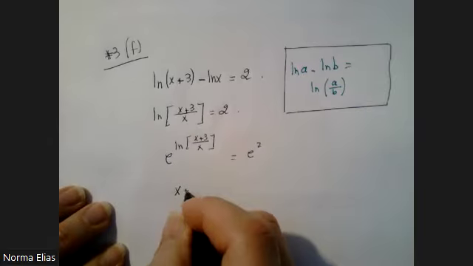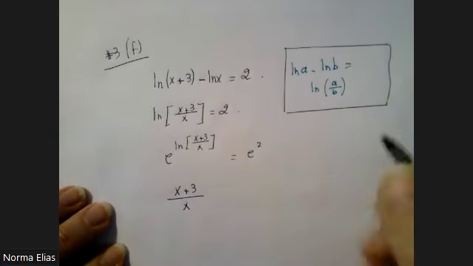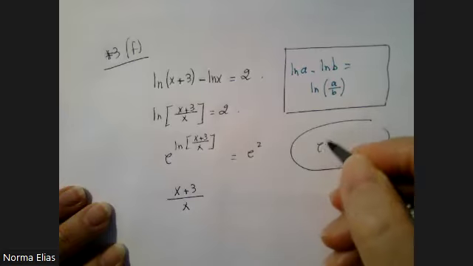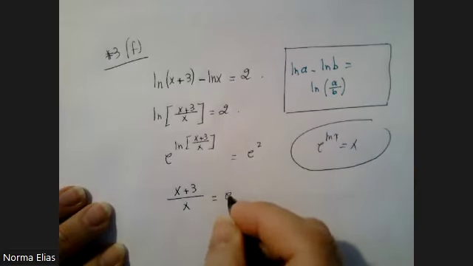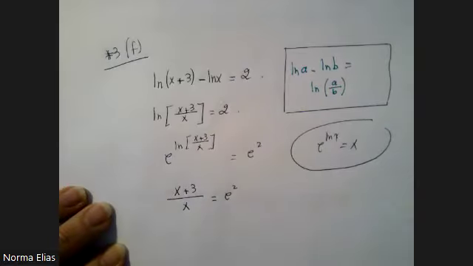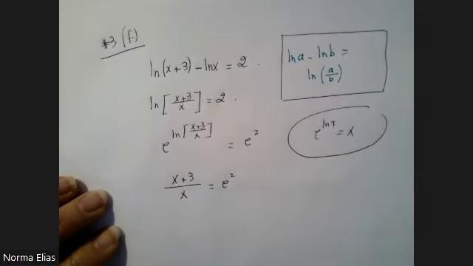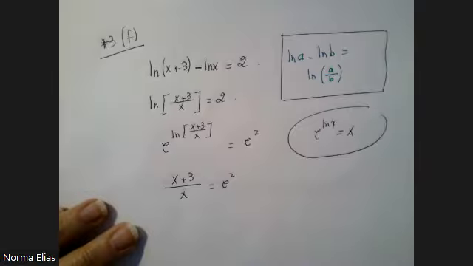This will tell me x plus 3 divided by x. Again, I am using e to the ln of x equal to x. This is equal to e squared. And now we solve. How do you want me to solve this equation? Quickly. Either speak or write. But let's hurry up.